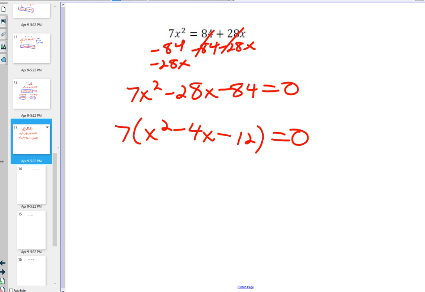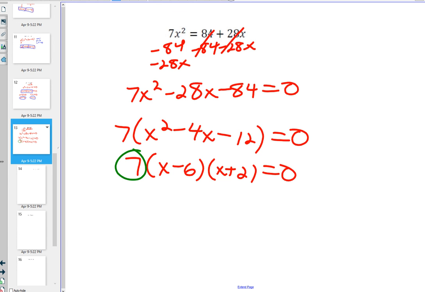Can anybody think of two numbers that multiply to give you negative 12? Negative 6, positive 2. There are three factors here, but since the 7 does not have a variable next to it, I can ignore it. The only things I have to make equal to 0 are x minus 6 and x plus 2. This gives me positive 6. This gives me negative 2.